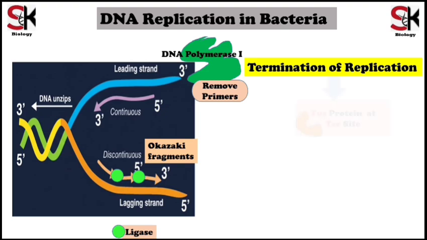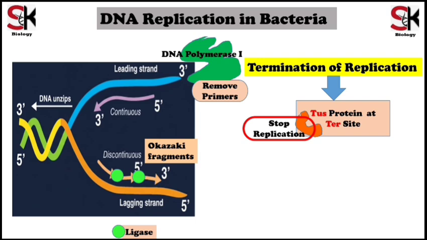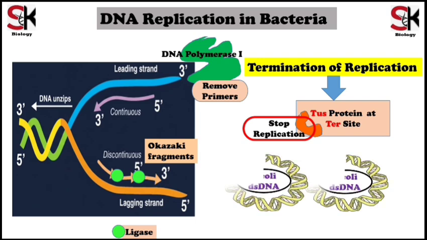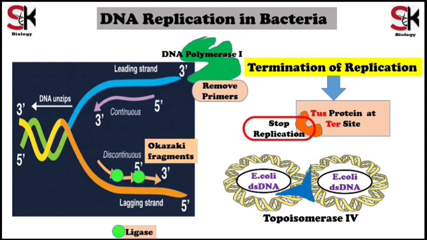Tus protein binds at the Ter sites, that is termination sites, and stops replication fork movement. It gives rise to two identical circular DNA. Final separation of these circular DNA is done by topoisomerase IV.